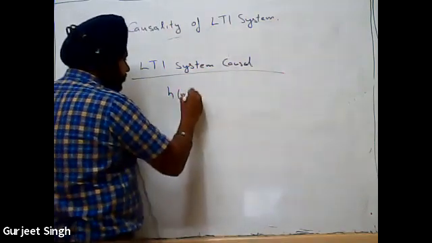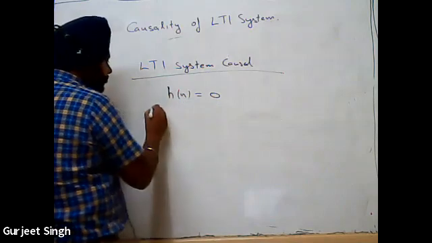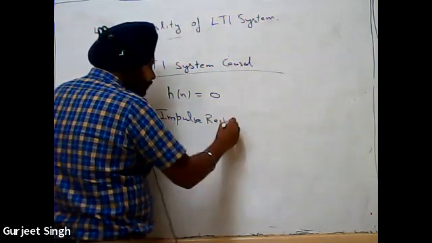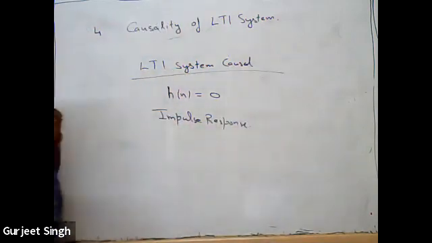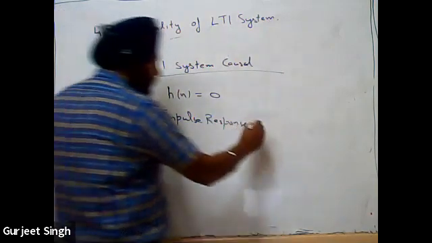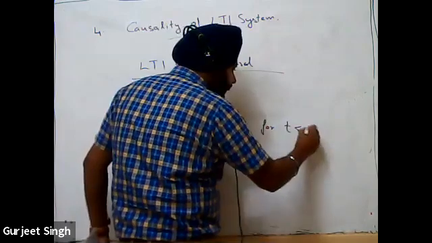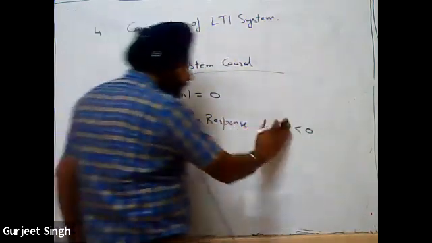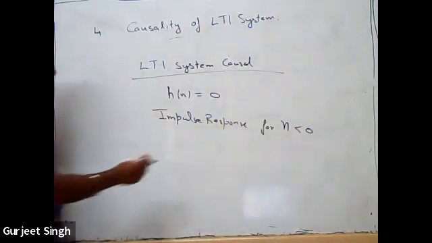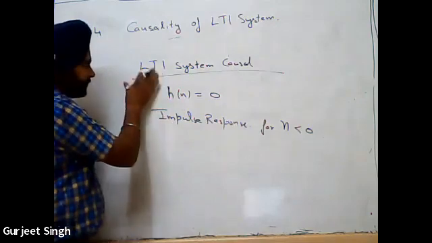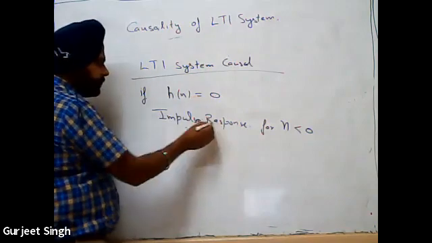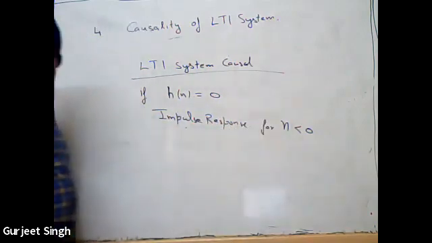हमारा LTI system causal कब होगा? When h[n] is equal to zero. Impulse response is equal to zero. ये कब होगा? For negative values of t, or you can say for n less than 0. In the discrete time system, we can say that the LTI system is causal if h[n], the impulse response, is 0 for negative values of n.